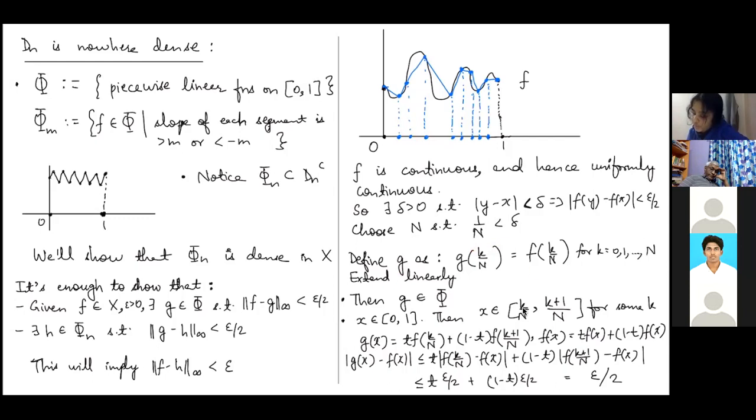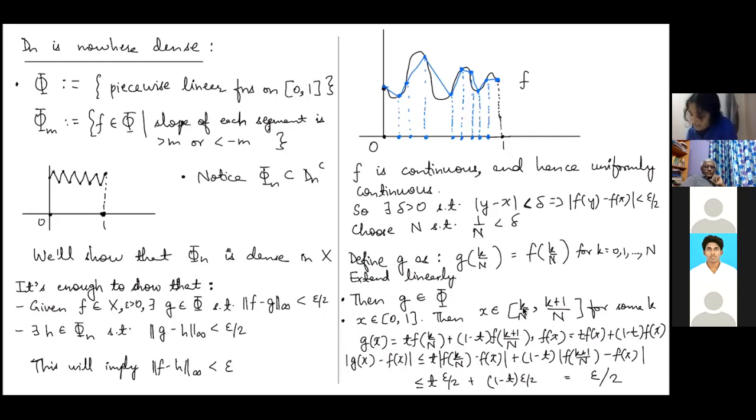G will be equal to f at these k by n. And between two consecutive k by n's, we'll just extend G linearly. So what we have to ensure is that for any x, G of x and f of x are at distance at most epsilon by 2 from each other. For x equal to k by n, we don't have to check this because G is equal to f, so the distance is 0.